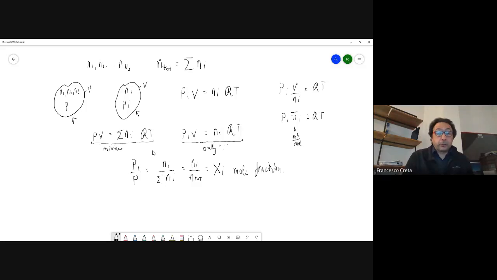The partial pressures, therefore, in some sense, are defined as the mole fraction times the total pressure P.